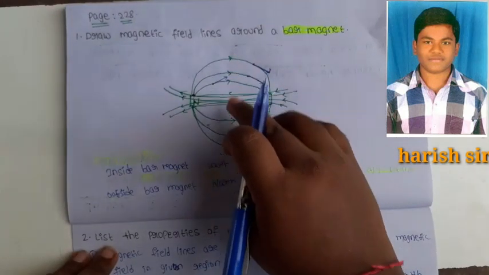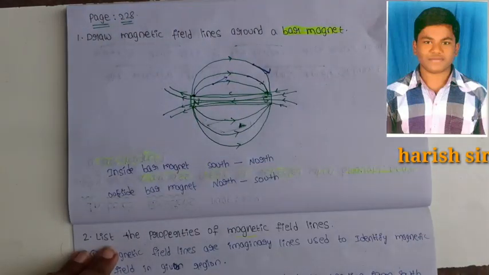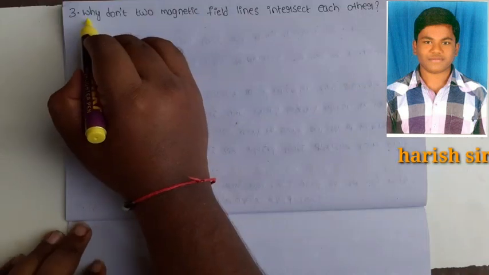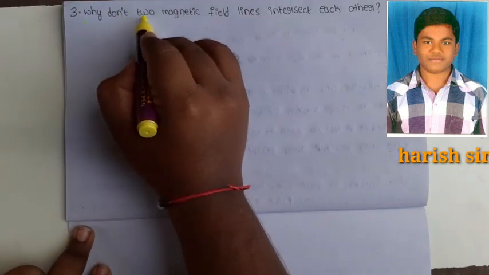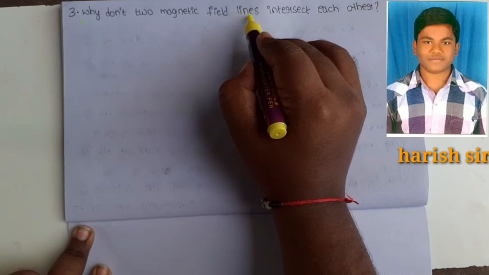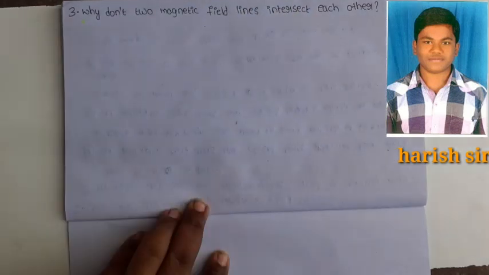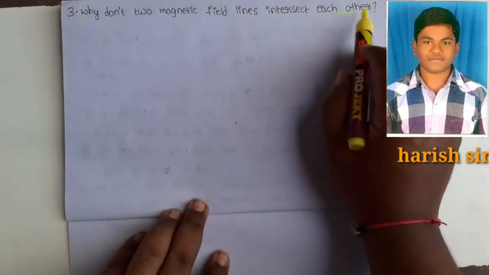These magnetic field lines never intersect. That is a property. These are all properties of magnetic field lines. Next question: why do two magnetic field lines not intersect each other?